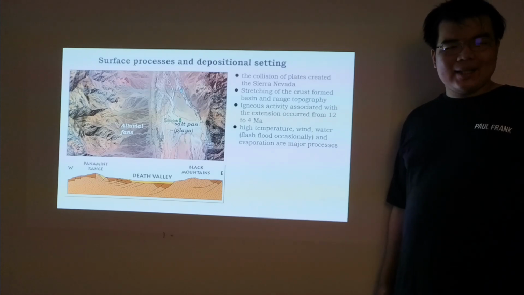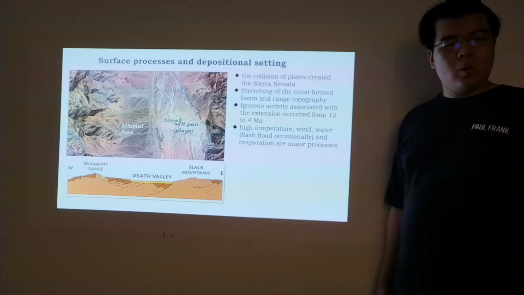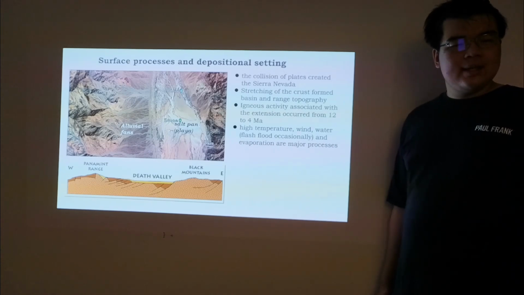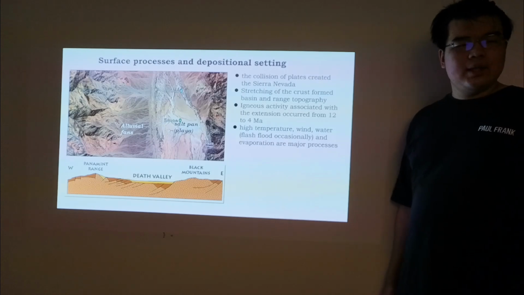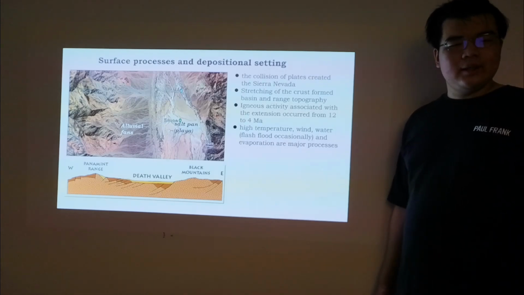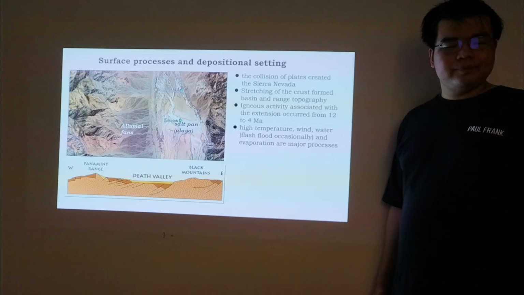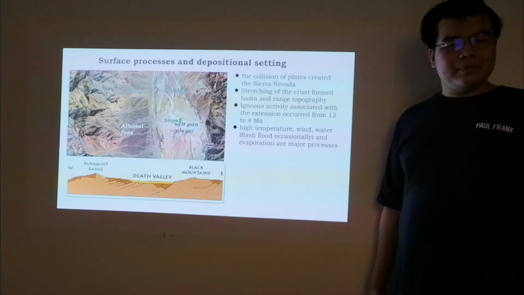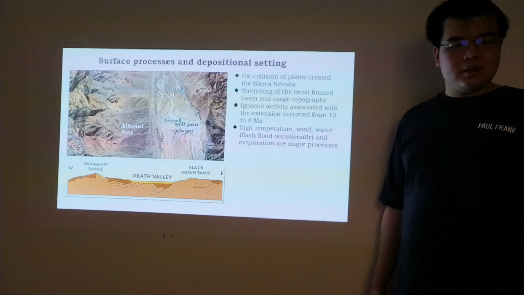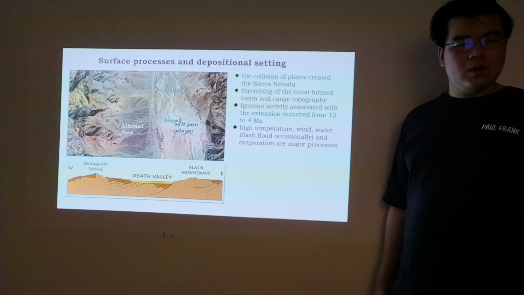In the valley, high temperature, wind, water, and evaporation are major processes shaping the landscape. This area has an extremely hot and dry climate. For example, from 1991 to 2020, the mean daily maximum was 33.3 degrees Celsius. Average precipitation was 56 millimeters per year. Although precipitation is small, there are occasional floods which play an important role in the landscape and deposition.